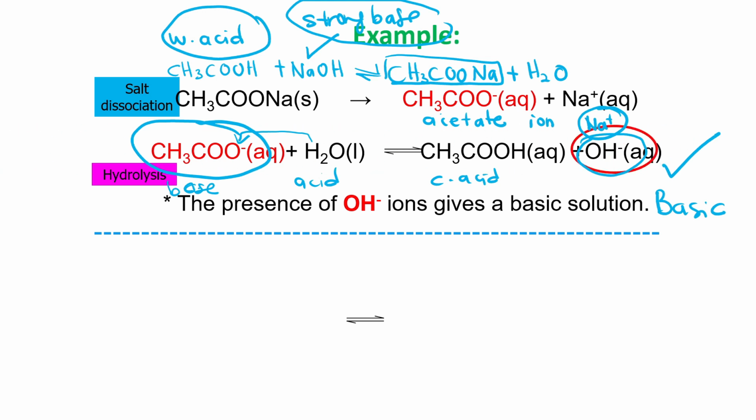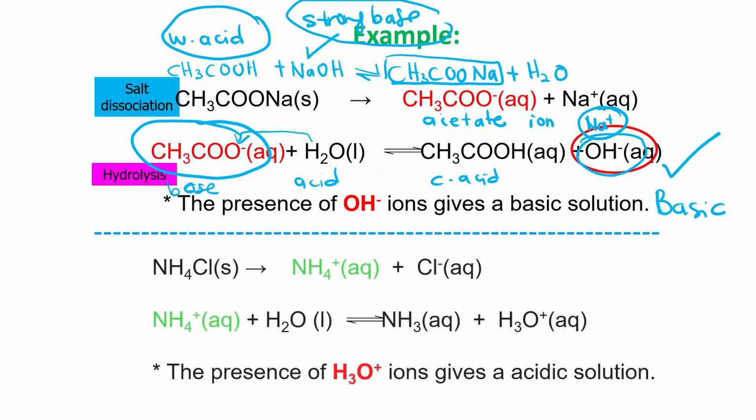So kita tengok the next one. This is the salt that came from ammonia and hydrochloric acid. So ammonia, NH3, plus hydrochloric acid, HCl.